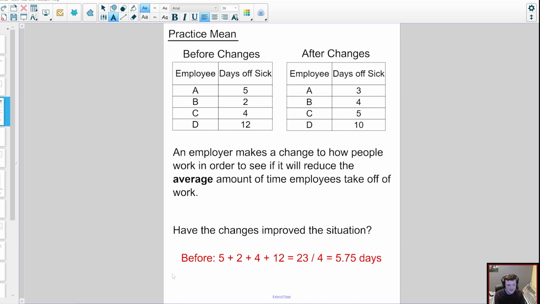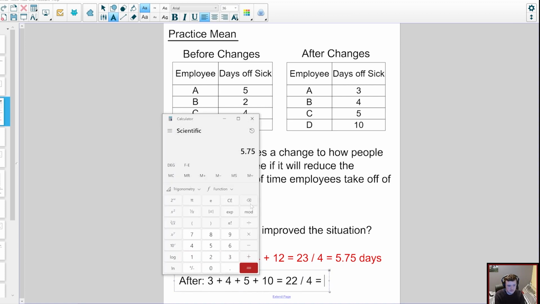Now, if we do the after, same principle, we do after. I'll change this to red in a second. We're going to have 3 plus 4 plus 5 plus 10, which is going to be 22. Divided by 4 equals 5.5 days.